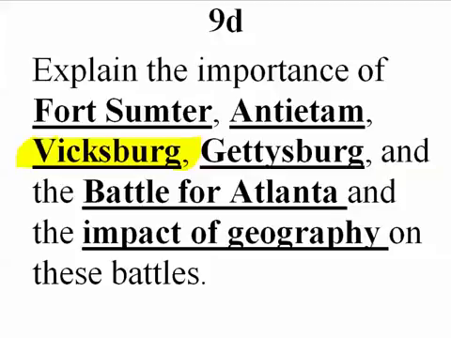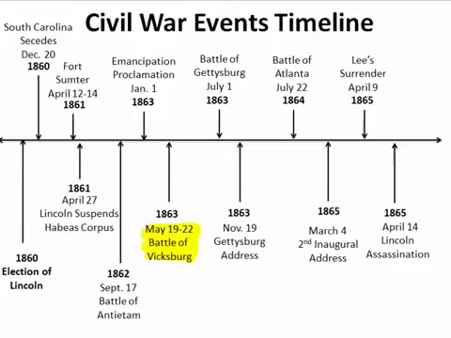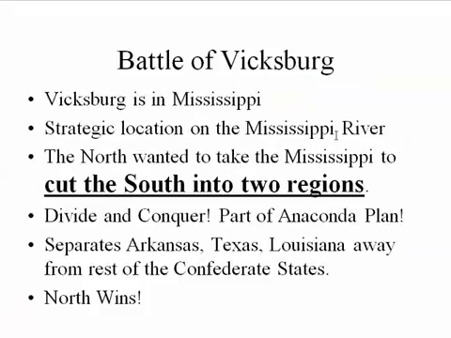Okay. The third battle is Vicksburg. We need to explain the importance and impact of geography on Vicksburg. The Battle of Vicksburg happened on May 19th through the 22nd, 1863. Now, the Battle of Vicksburg, some things you need to remember about this. This is in Mississippi. Vicksburg is a city on the Mississippi River in the state of Mississippi. And that's a good way to remember it.